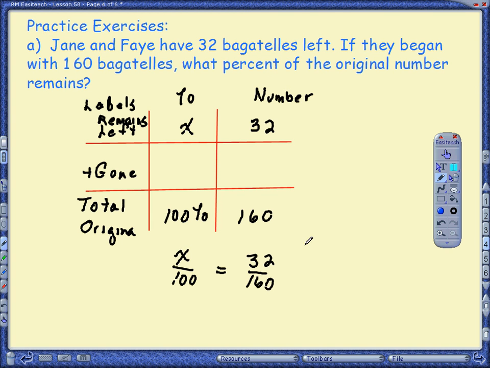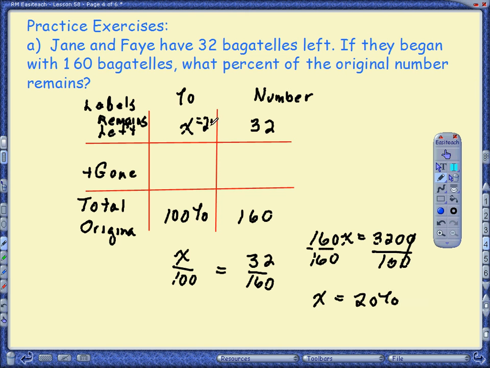We're going to cross multiply. 160x equals 3200. We're going to divide through by 160, and 16 is going to go into this 20, so 20% are left, and that means that 80% were sold, eaten, given away, and if we subtracted this, we'd have 128 was that number that was sold, eaten, or given away. Remember, the two parts have to add up to the whole.